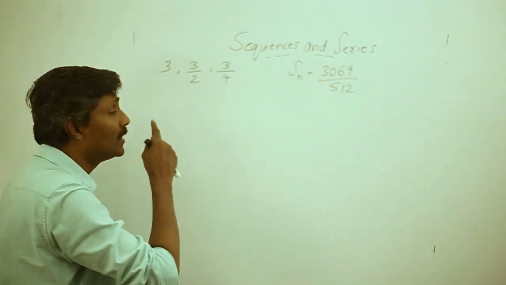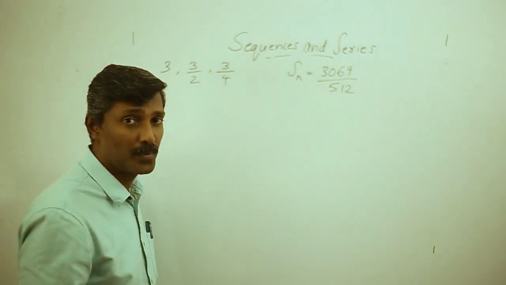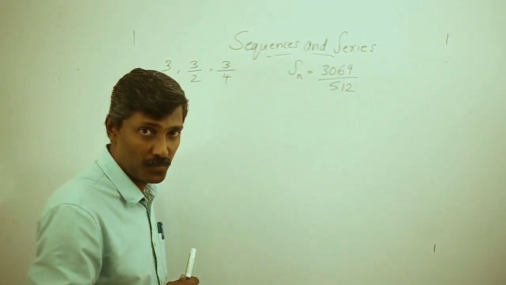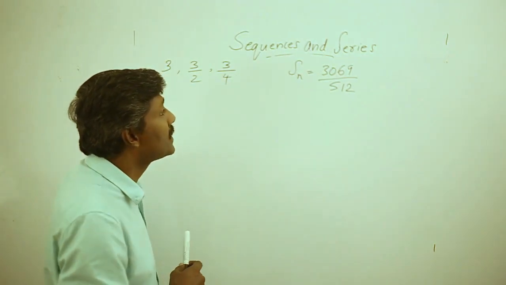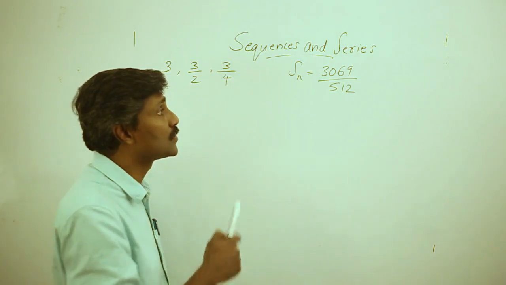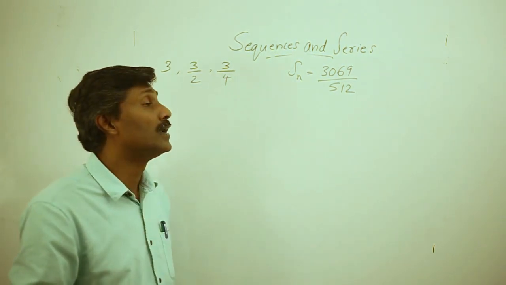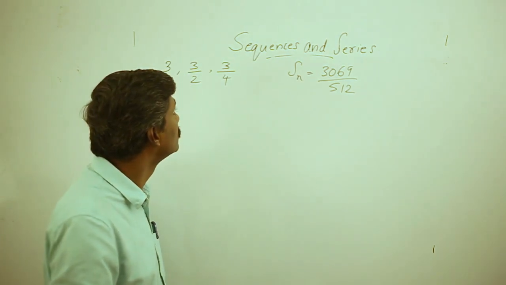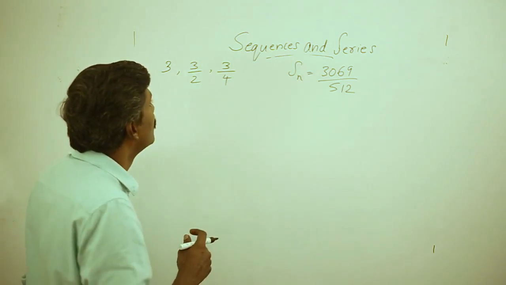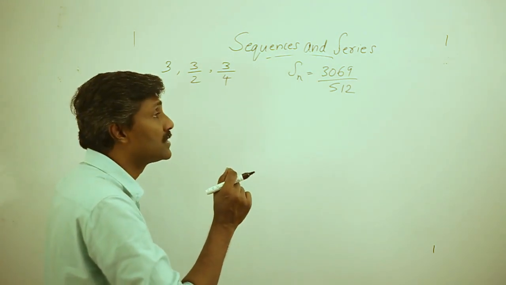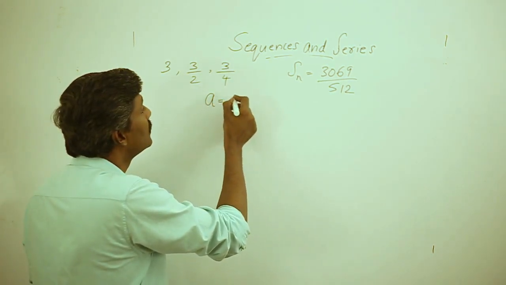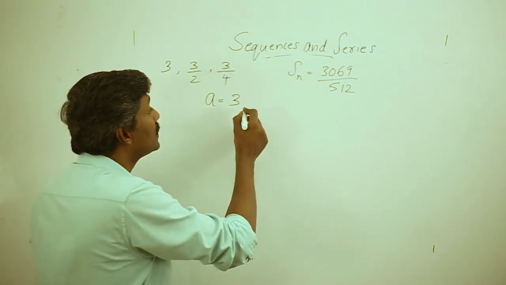Okay. So this is the question. We have a geometric progression whose first three terms are given by 3, 3 by 2, 3 by 4. And it is given that the sum of n terms of this geometric progression is 3069 divided by 512, and we are asked to find out the number of terms. Okay, so write down each and every piece of information that you have in the question. It is given that the first term is 3. What is the common ratio?